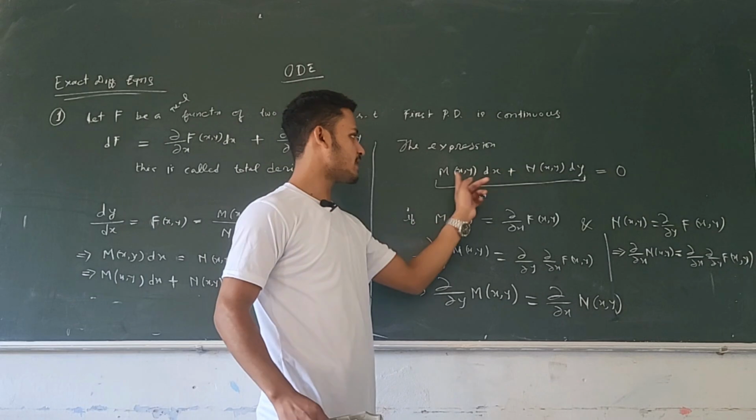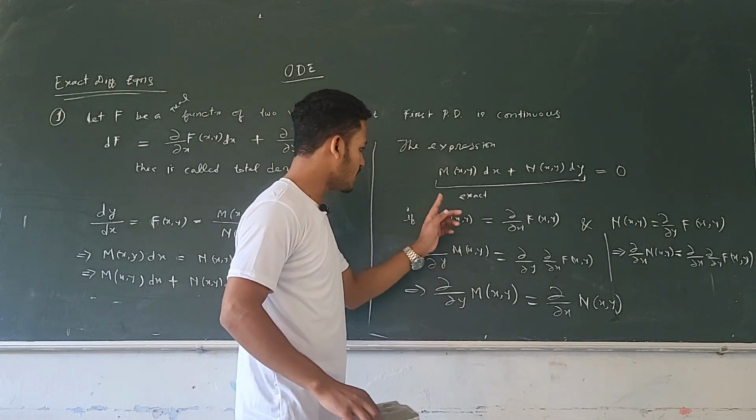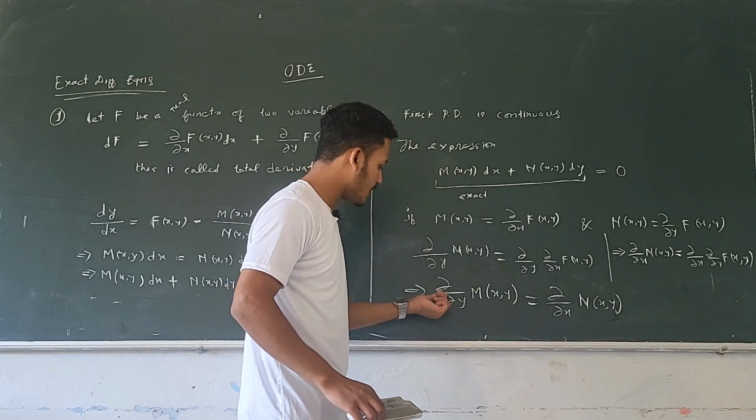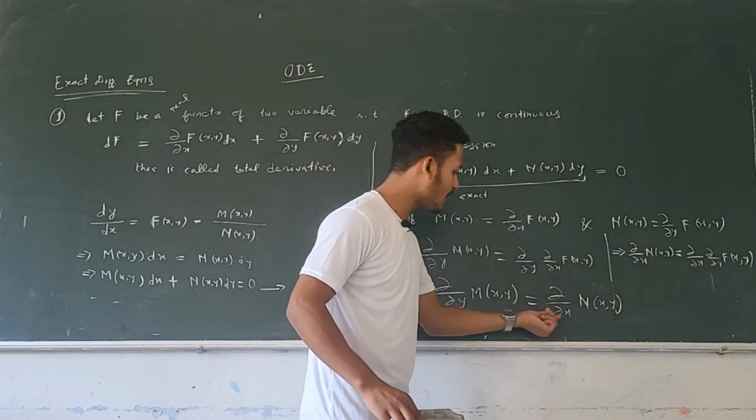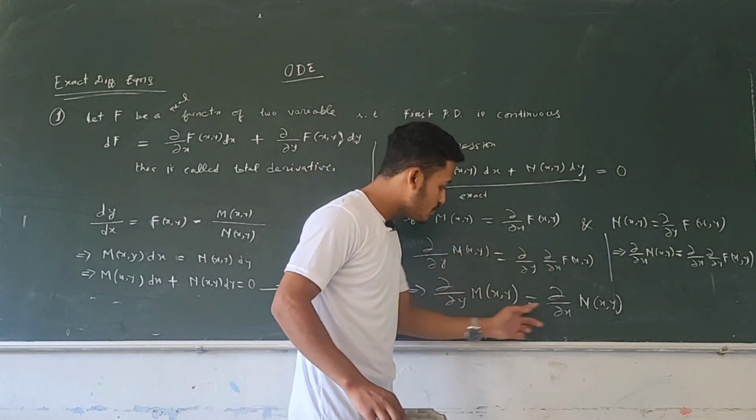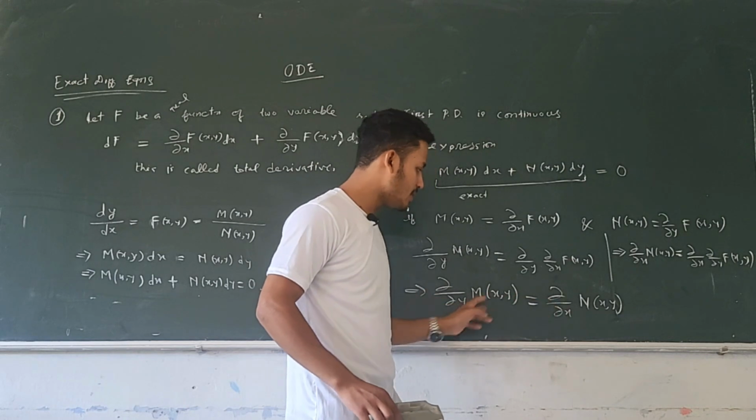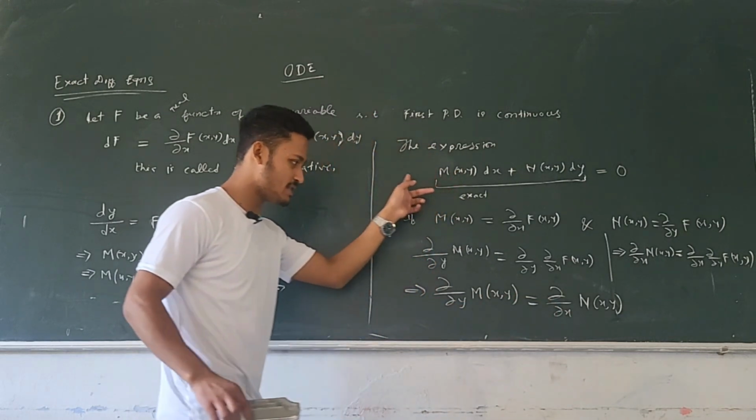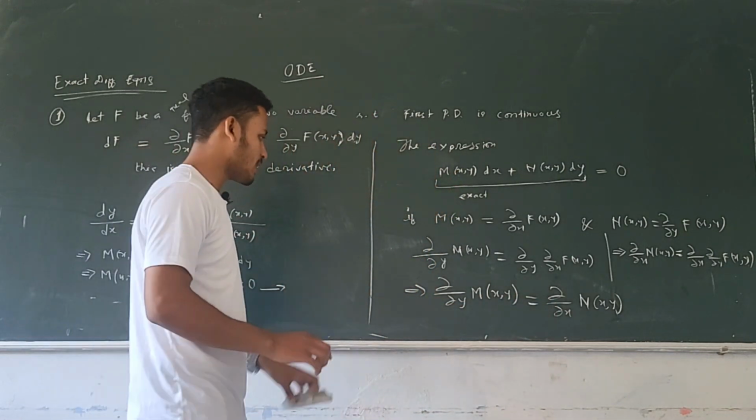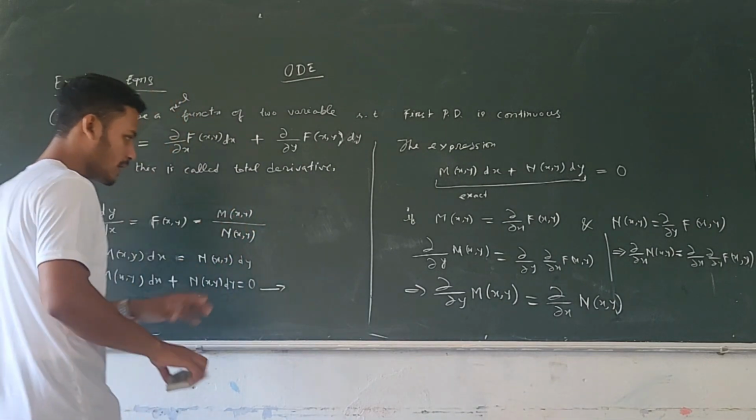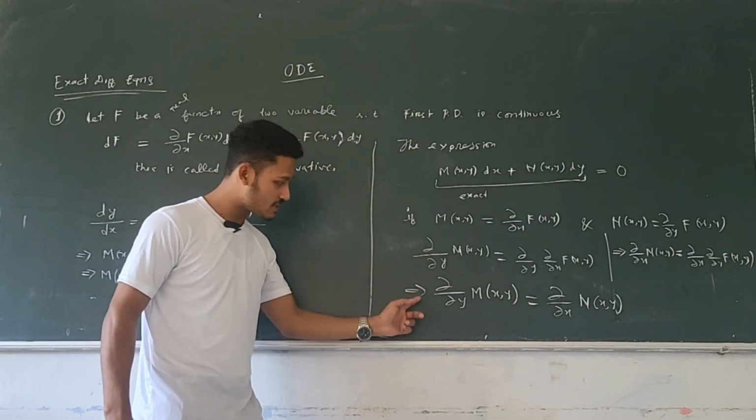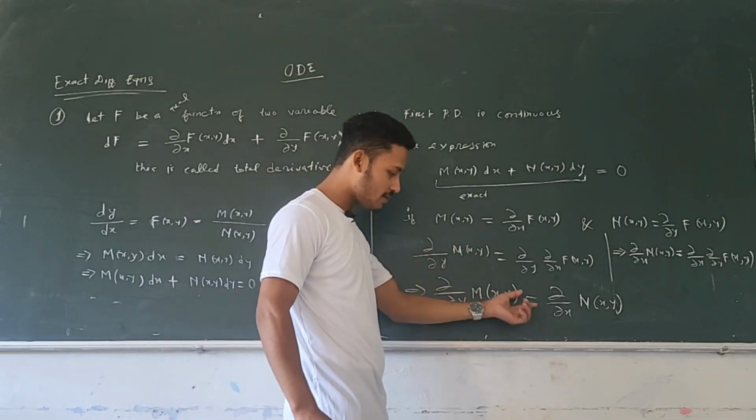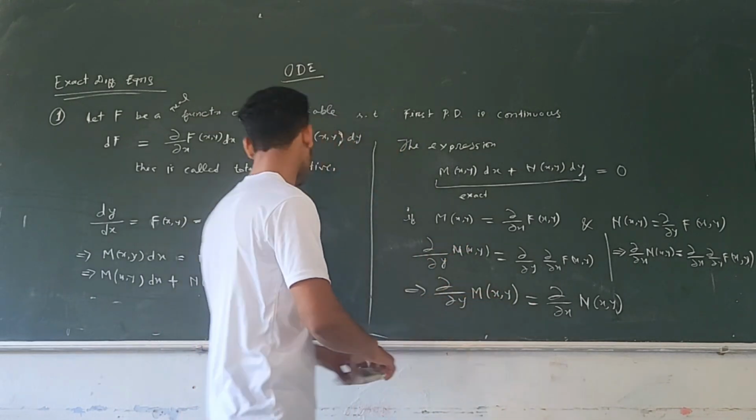If you are given a differential equation, simply you can compute ∂/∂y of M(x,y) and ∂/∂x of N(x,y). If these two are equal, then you can say this is an exact differential equation. So now we have obtained a way to check whether a differential equation is exact or not. So this is a way.